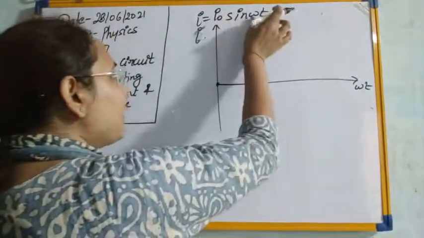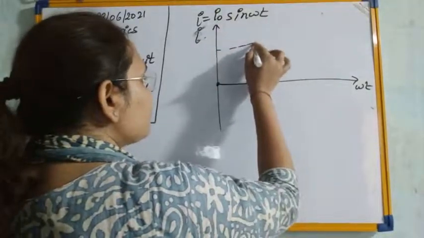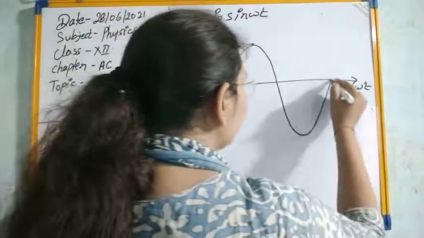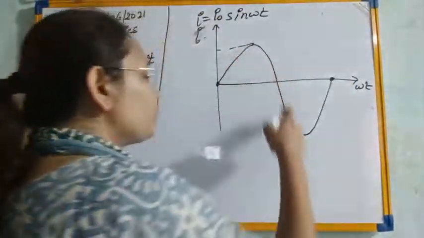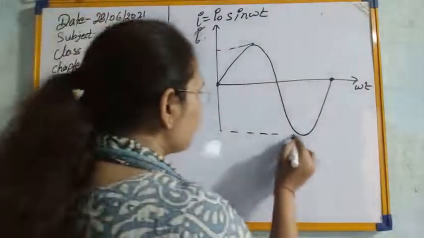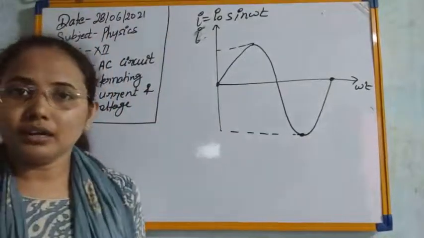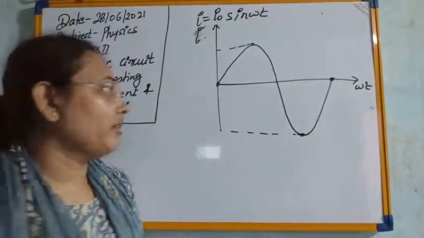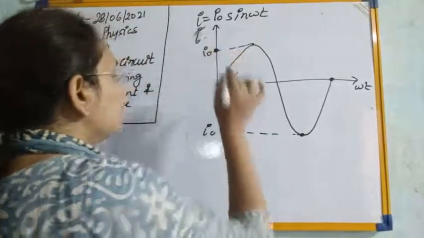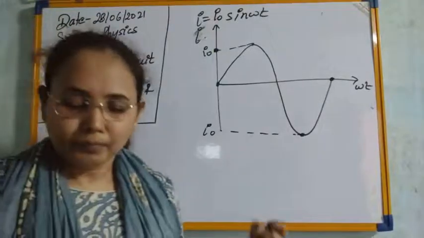If omega t is 90, then we get I equal to I0 here. And again if omega t is 180, we again get 0. So we get this kind of graph for the alternating current. This is one complete cycle, and in this complete cycle you see that at two places we get the maximum value of the current, in the positive or in the negative direction. This maximum value of the current is known as the amplitude of the current. It is also known as the peak value of the current. I think this is now clear.